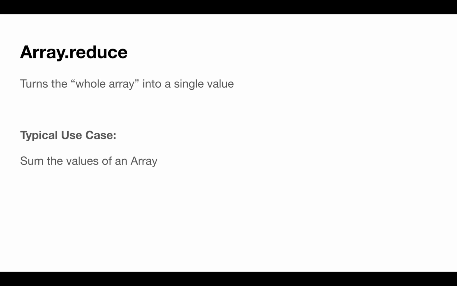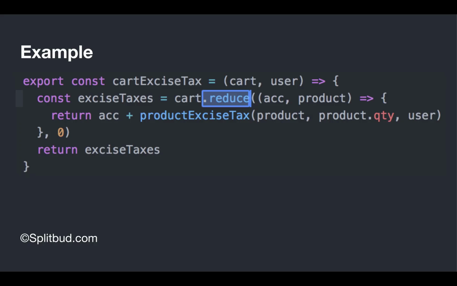Lastly, we have array.reduce. This is a very important function, especially for math-oriented functions, or maybe for Boolean too. The classical use case is summing values of an array. The example I got is part of our math library. The way we calculate taxes, for example, we calculate the excise tax is we reduce the single excise tax for every single product.